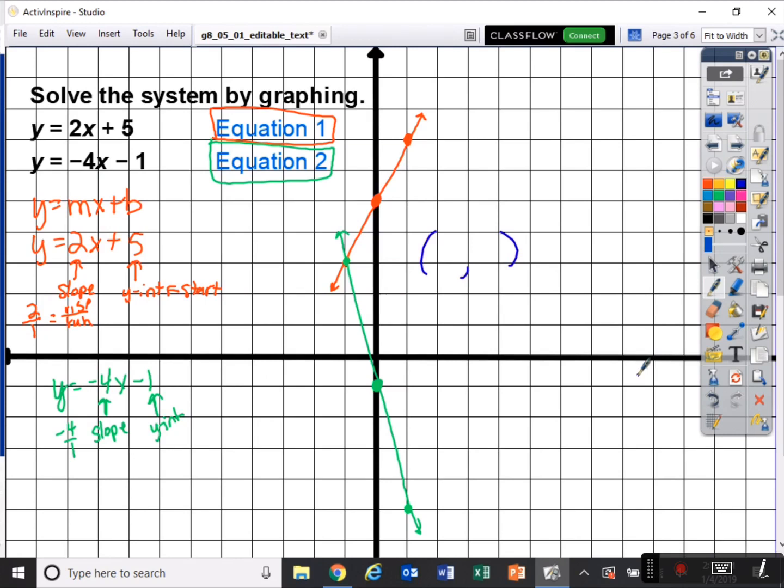Remember, a point is made up of an x and a y. So when you go to this point right here, first I want to know what is the x. Where does it line up on the x-axis? It lines up right here, okay? And then where does it line up on the y-axis? So on the x-axis, it lines up at -1. On the y-axis, it lines up at +3. So my answer is -1, 3.